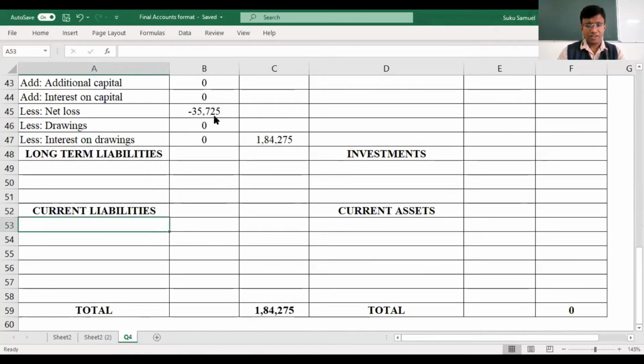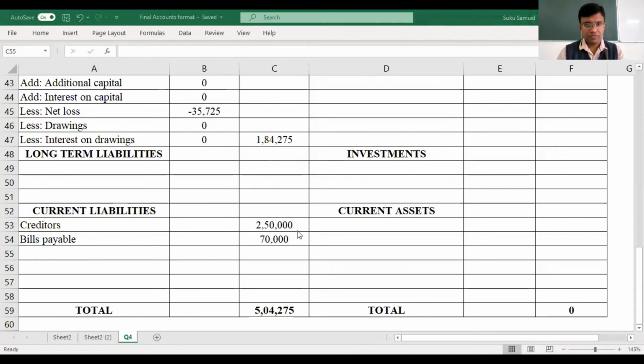Now let us quickly fit in the other items that we have to put into your balance sheet. You have current liabilities. The current liabilities that you have are creditors, 2,50,000. Then you have bills payable. Bills payable is 70,000.